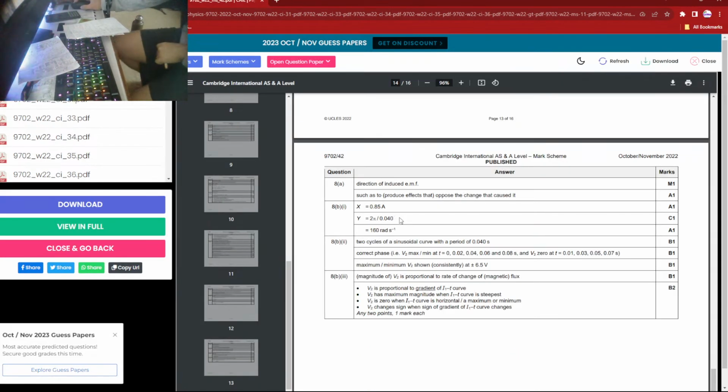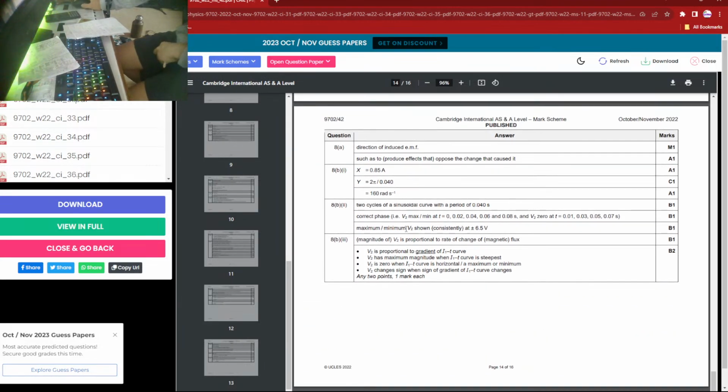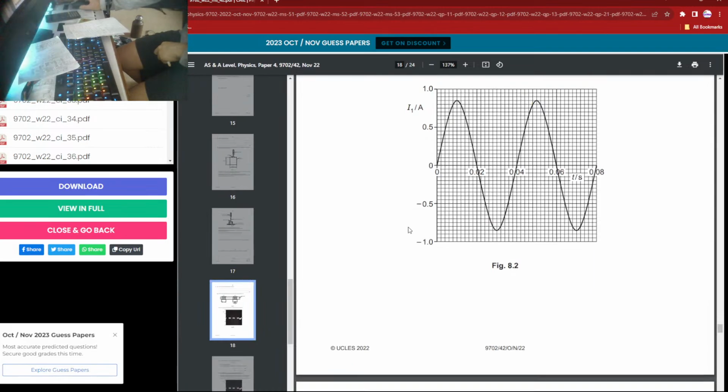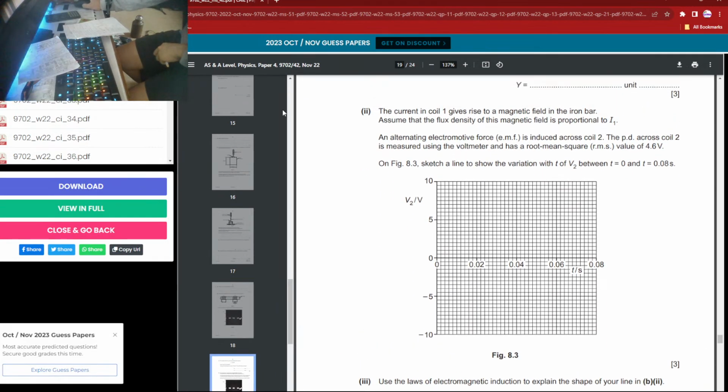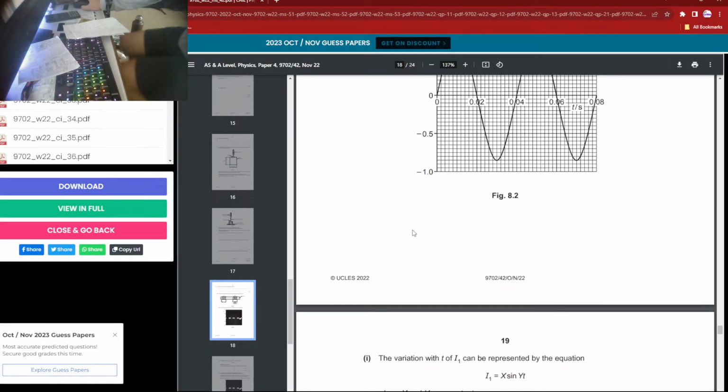And you're supposed to round off to two significant figures, so 160. Okay, 2 cycles. Oh, sorry. Next one, they're asking you to draw a graph already. So here's how the graph goes.